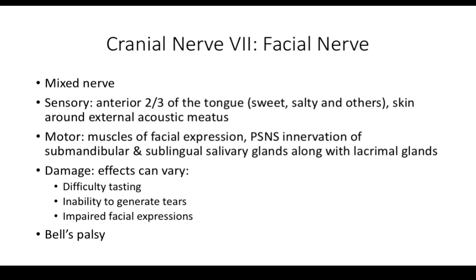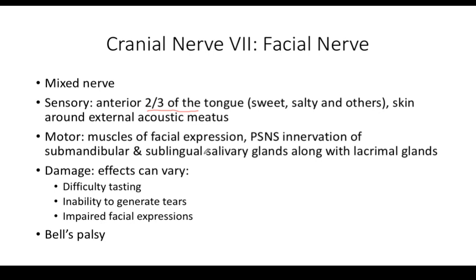Cranial nerve number 7, the facial nerve, a very, very important nerve, also mixed in nature. There's sensory and motor aspects of this. The main sensory things to focus on here are there's input from the anterior 2/3 of the tongue. So obviously there is taste information that's projected from the tongue through this nerve to the central nervous system, and also skin around the external acoustic meatus. Remember, that's the opening of your ear canal.